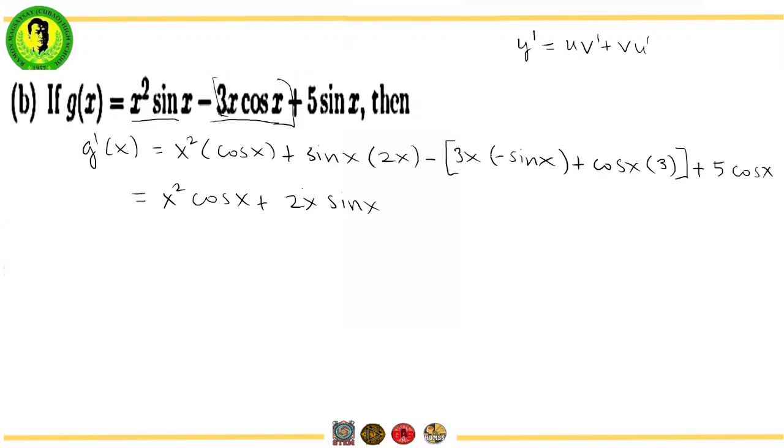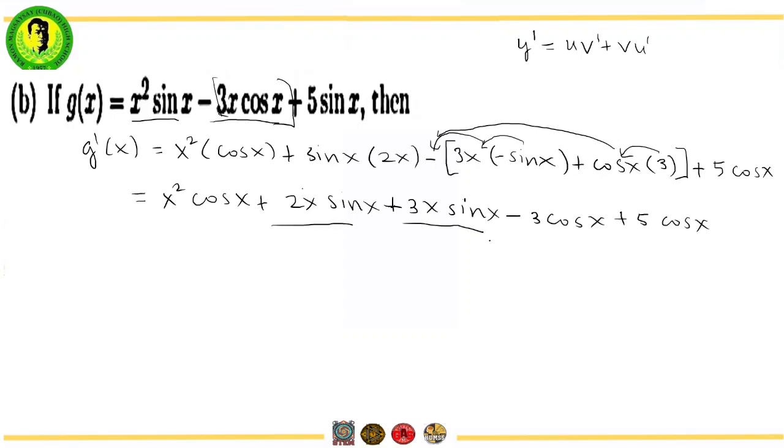So here we have a group multiplied by a negative outside. Negative sine x times 3x is negative 3x sine x, times the negative outside, so it becomes positive 3x sine x. Okay? Then we multiply 3 times cosine x times negative, so it becomes minus 3 cosine x. Correct? Then 5 cosine x. So let's combine like terms. We have here 2x sine x and 3x sine x.